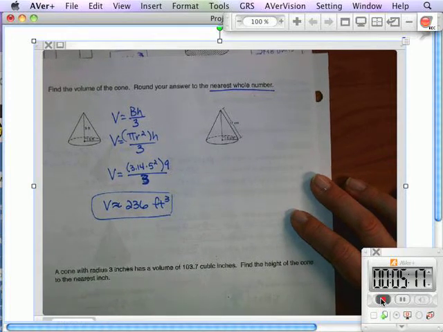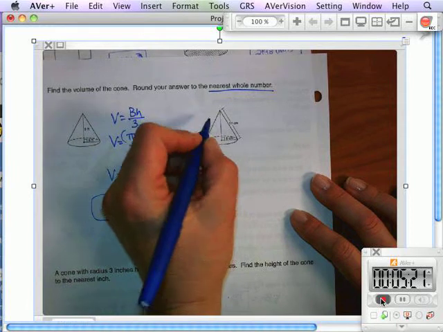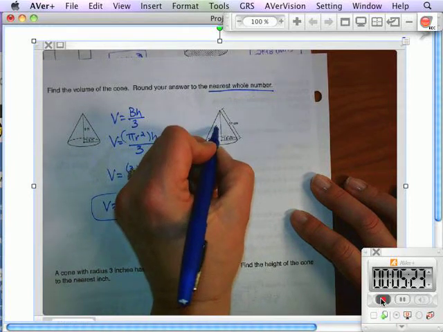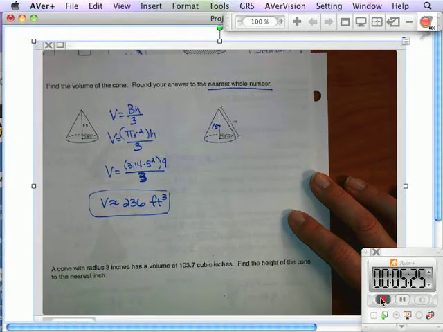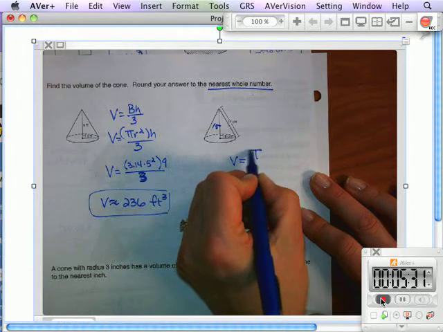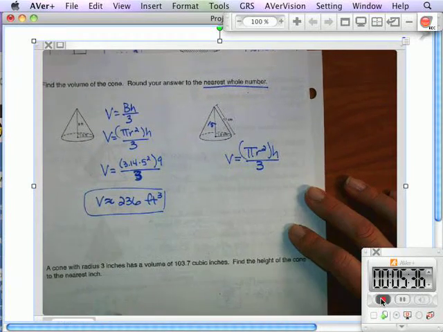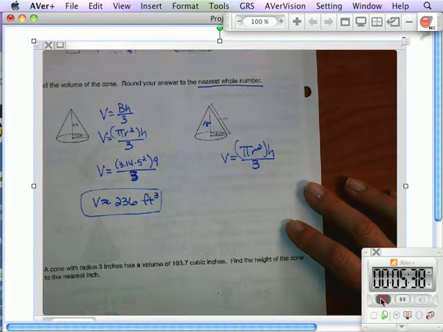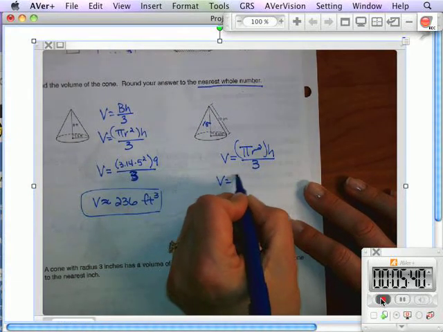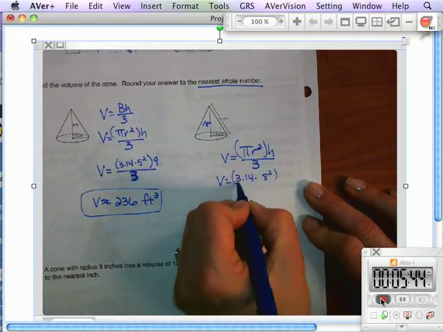Okay, this one you have to use the Pythagorean theorem, but for the sake of time, I'm just going to tell you what it is. It's actually 15 when you do the Pythagorean theorem for the height. And the formula, since it's a cone, is this. Since it's a cone, I'm going to plug in what I know. 3.14 times 8 squared times 15.